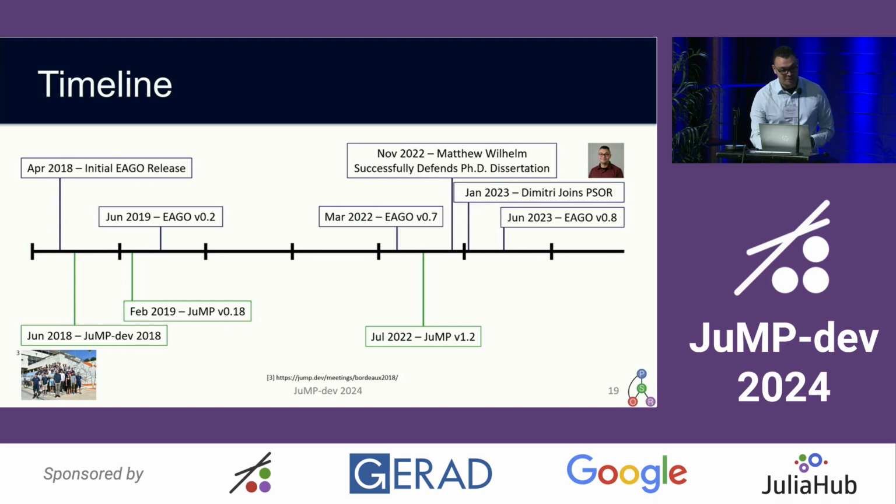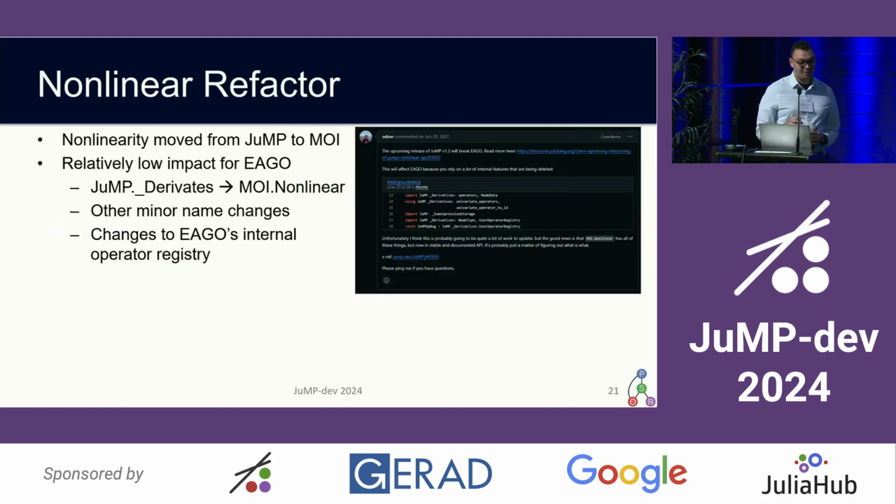But one thing I missed as I was doing this update is that JuMP released a new way to handle nonlinear expressions. So these two features that I mentioned in JuMP are kind of the main things I'm going to talk about, mainly the last one. So the first one is the nonlinear refactor.